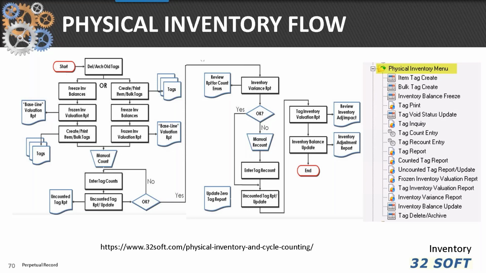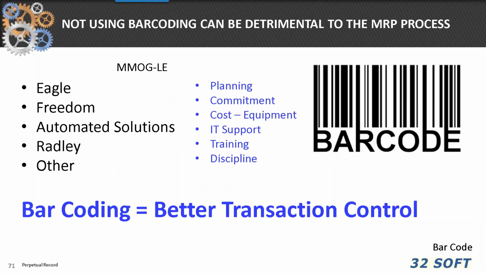Now, I'm not recommending any particular barcoding situation. I'm just pointing out that the perpetual record is easier to track, control accurately with a barcode system. Each one of these takes planning, commitment, cost, IT support, training, and discipline. The automated solutions is already incorporated into QAD, but you could use Eagle, Freedom, Radley, others. Barcoding equals better transaction control, eliminates fat finger errors. Talk to Terry Oneka about how important barcoding is in automotive.